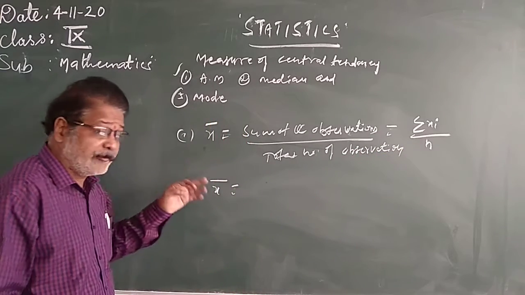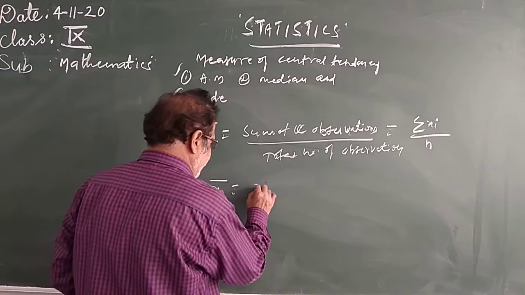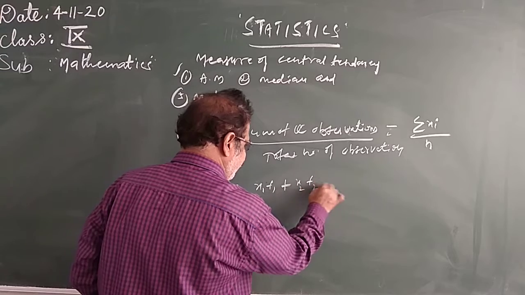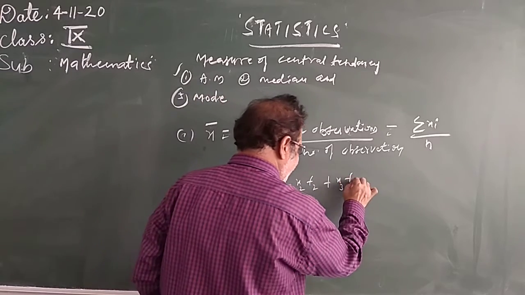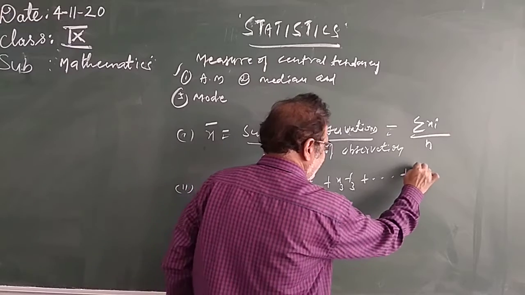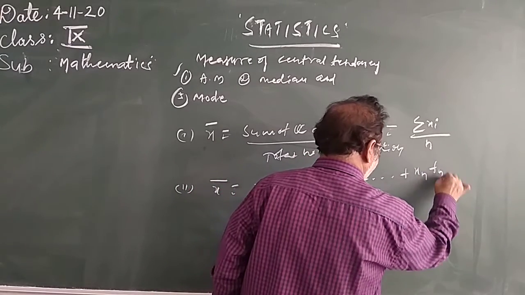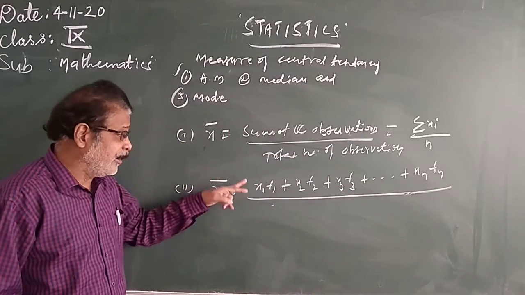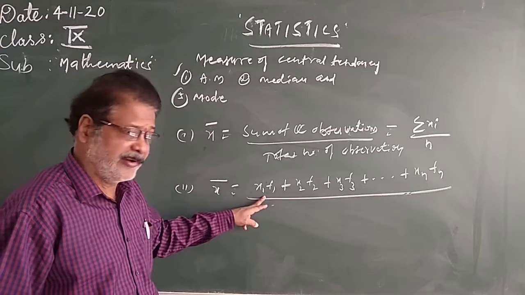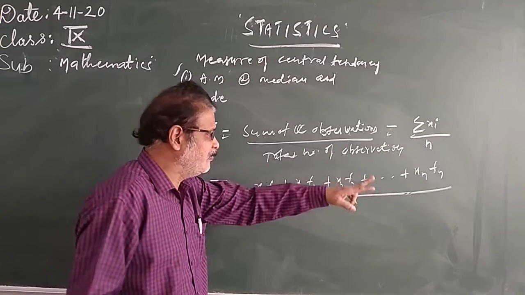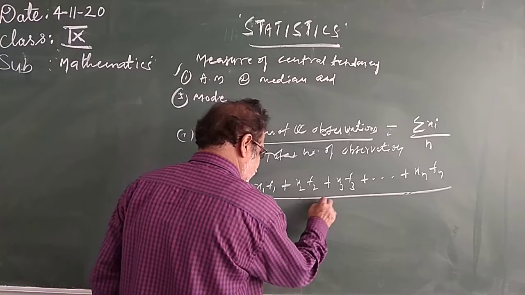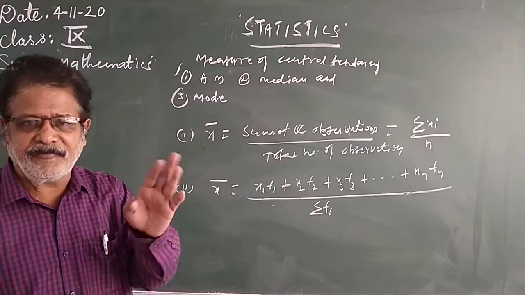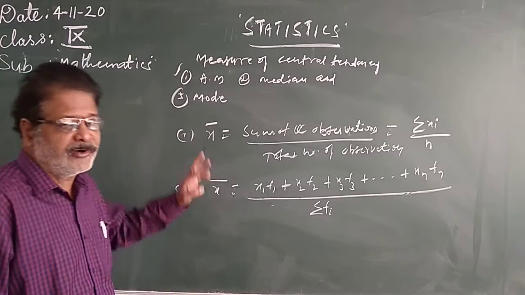The second formula is for observations with frequencies. For example, observation x1 has frequency f1, observation x2 has frequency f2, observation x3 has frequency f3, and so on, observation xn has frequency fn. The sum of the products of observations and frequencies, x1 f1 plus x2 f2 plus x3 f3 and so on, divided by the total frequency. Total frequency means sigma fi, which is f1 plus f2 plus f3 and so on. These two formulae you can use for ungrouped data.